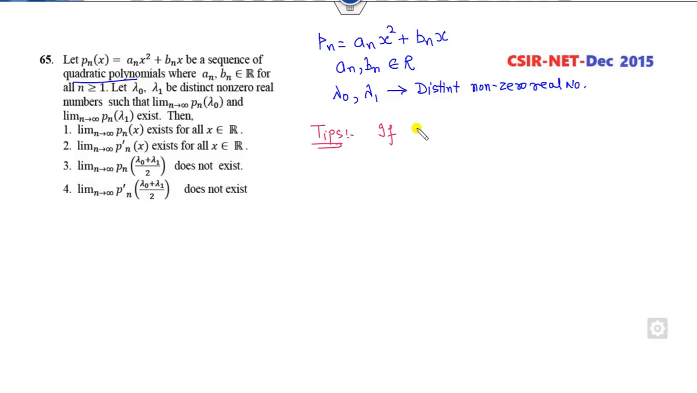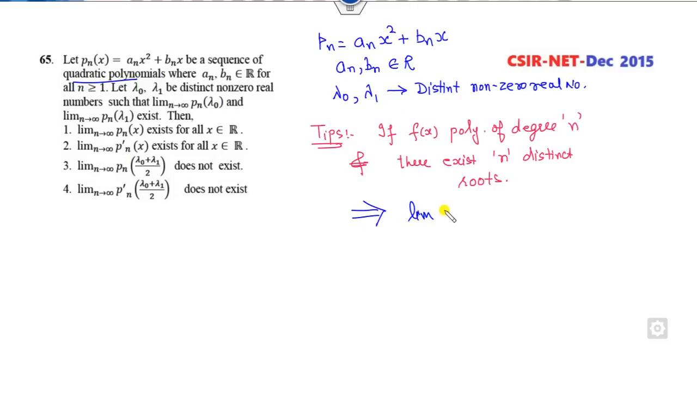Remember this tip. If f(x) is a polynomial of degree n, and there exist n distinct roots, then the limit of this polynomial f(x) and the limit of its derivative f'(x) exist for all x in the domain. That's a simple shortcut tip for you.